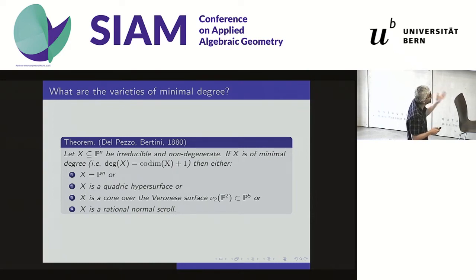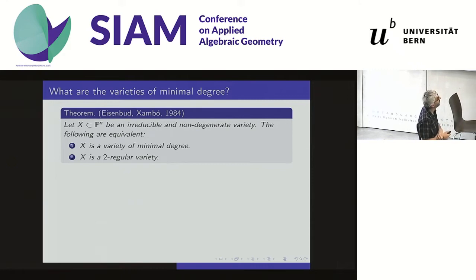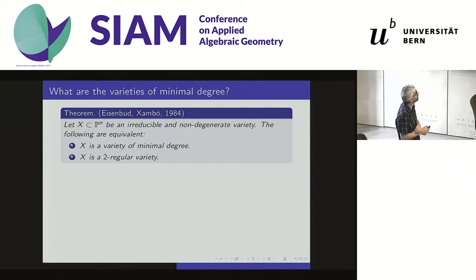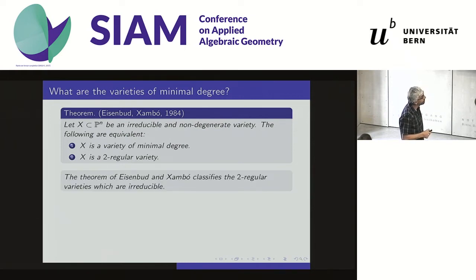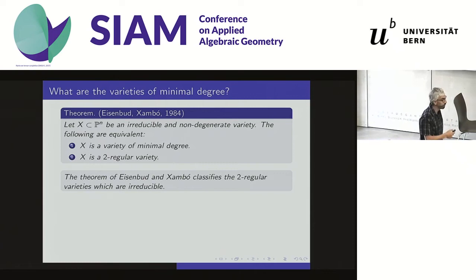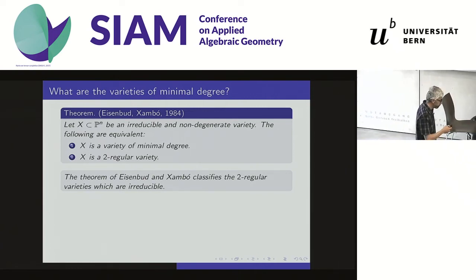But there is another way of thinking of what varieties of minimal degree are. This is a theorem of Eisenbud and Xambó from 1984, almost 100 years later, which says, I'll just read it: Let X inside of P^n be an irreducible and non-degenerate variety, then the following conditions are equivalent. First, X is a variety of minimal degree, and second, X is a 2-regular variety. So, in words, the theorem of Eisenbud and Xambó classifies out of all 2-regular varieties which ones are irreducible. And we know that very well. Those are precisely the varieties of minimal degree.